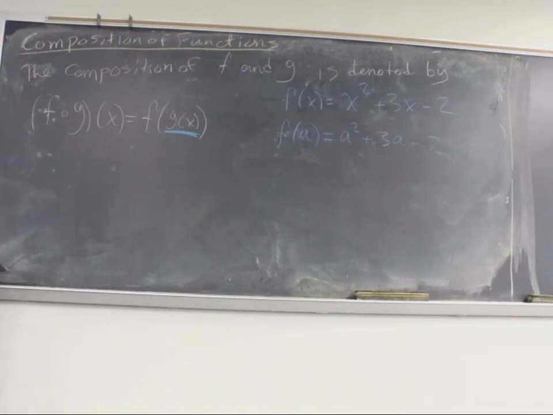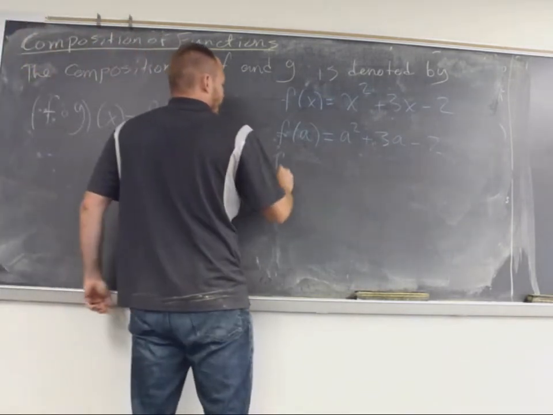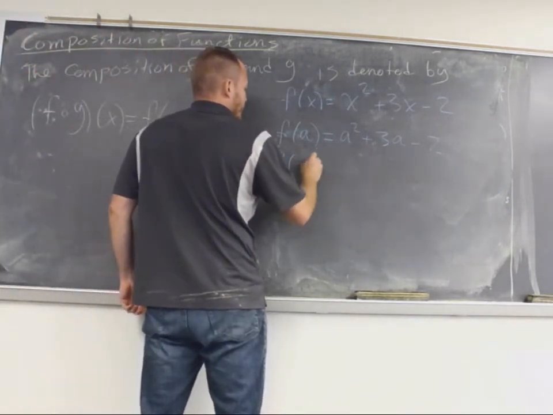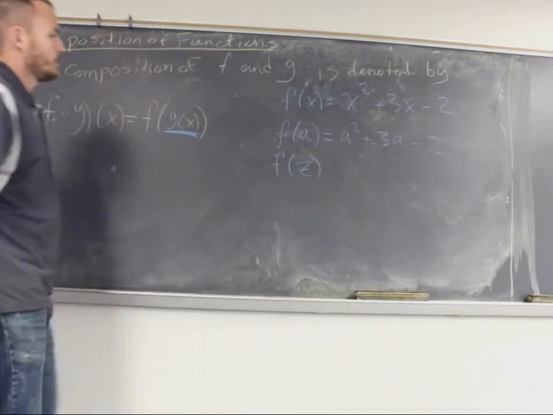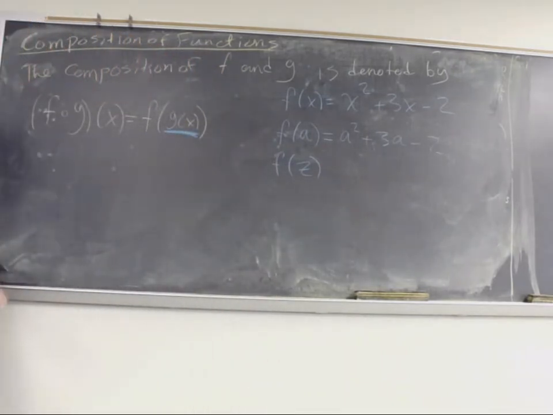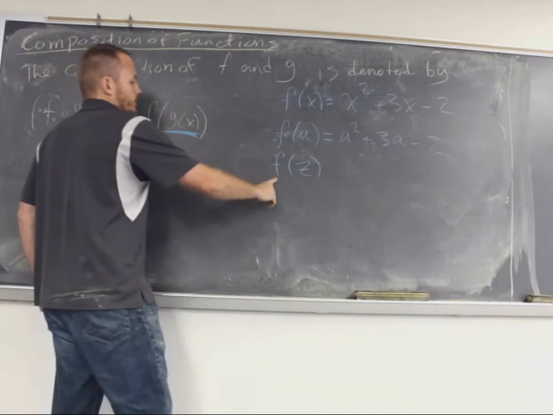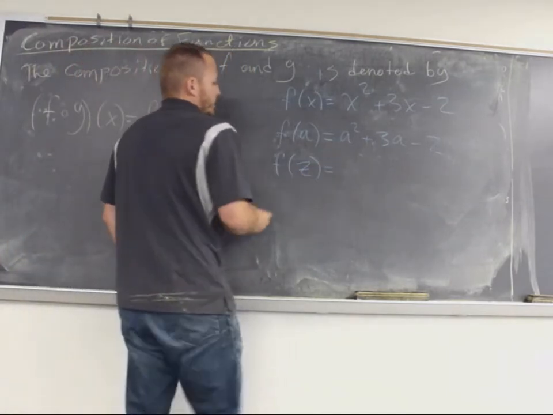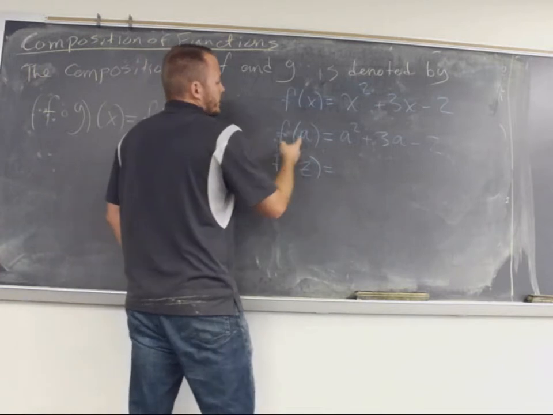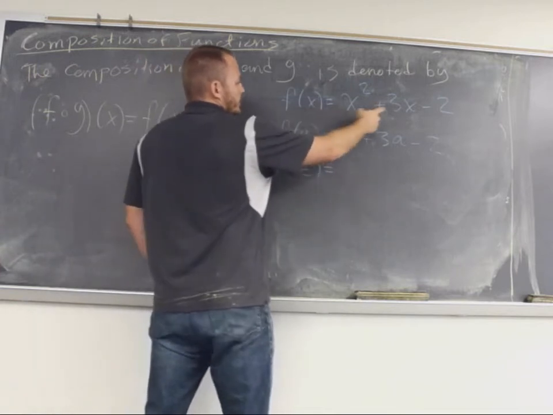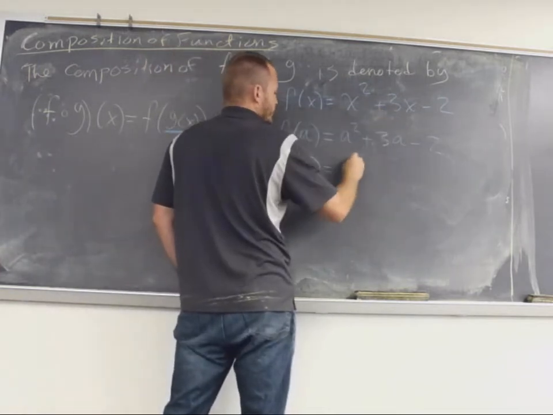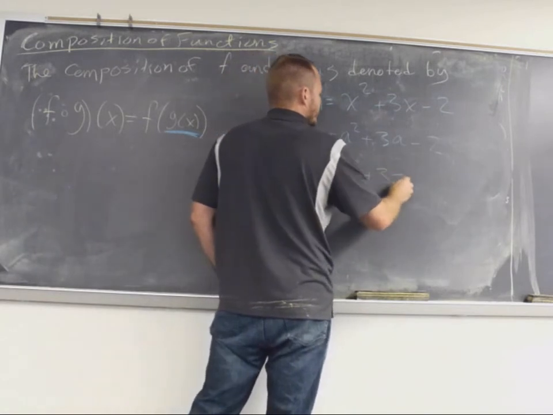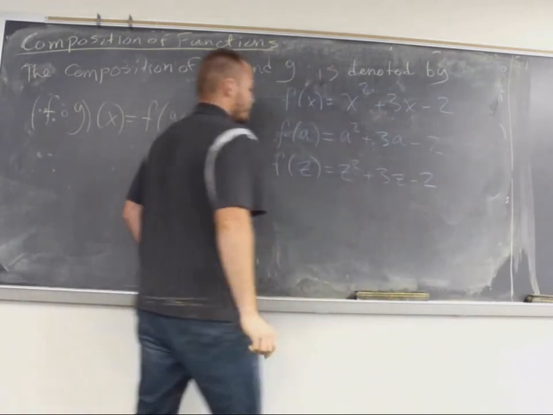All right, let's try one more like that. Let's say f of z. What is that telling you to do? That's telling you to take the f function and plug z into it. So, okay, the letter z, we're now going to replace all these x's with z's. So z squared plus 3z minus 2.